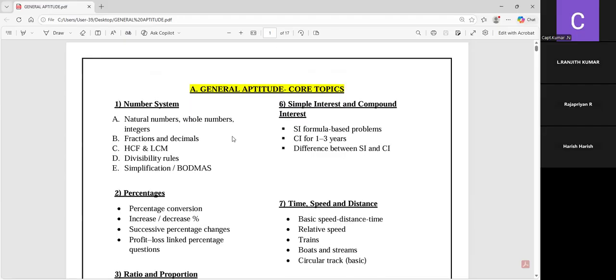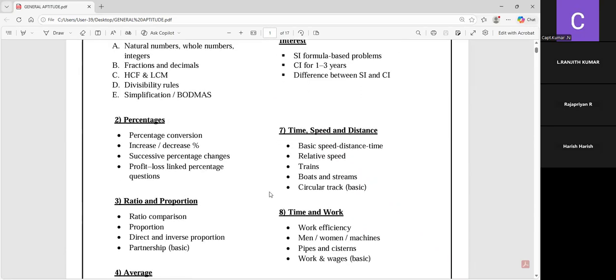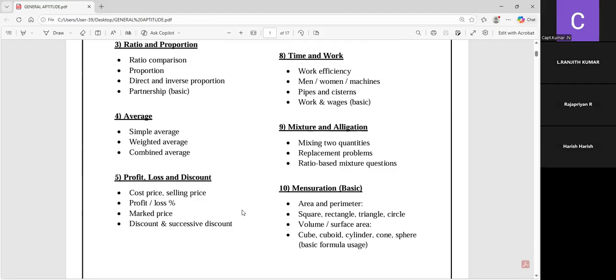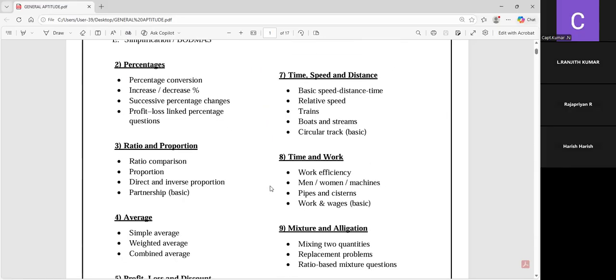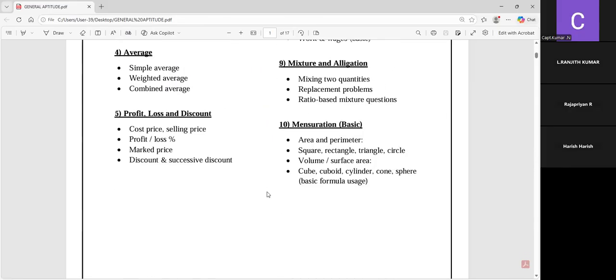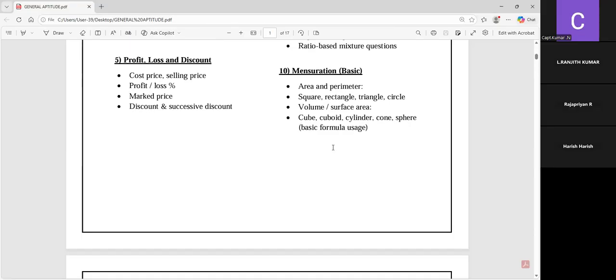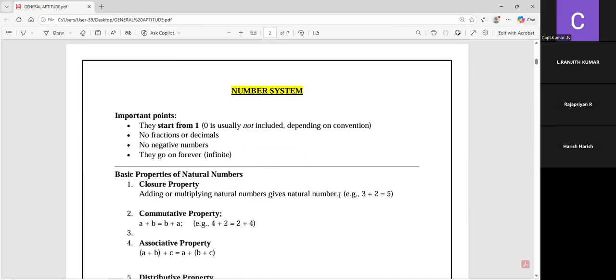First topic is the numbering system. In the numbering system, we are going to calculate LCM and HCF. And simplification, percentage, ratio and proportion, average, profit and loss, simple and compound interest, time, speed, distance, time and work, mixing of the components and measurements. These are our syllabus. Now we are going to see the syllabus one by one.